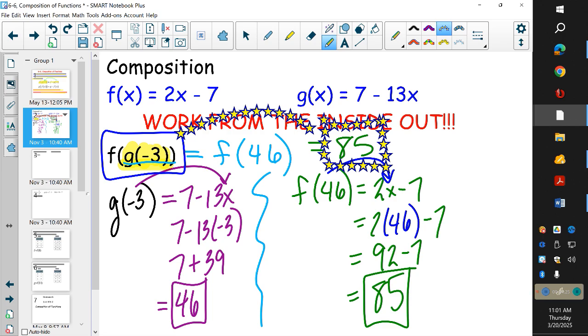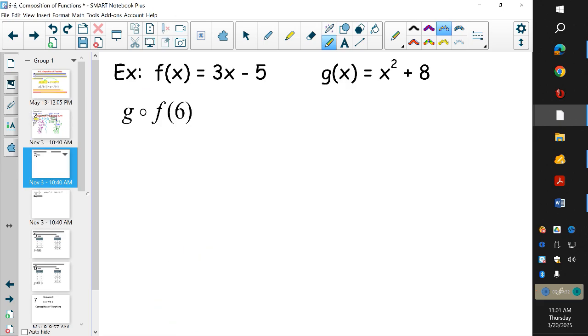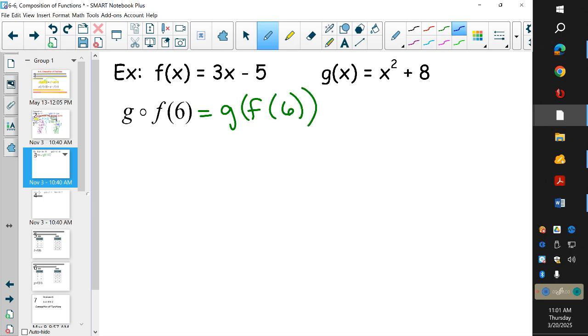You don't like my stars? My stars are beautiful. Don't be hating. We good? Okay, let's do it again. I give you 2 different functions, okay? F of x is 3x minus 5. G of x is x squared plus 8, okay? Now, this reads G of f of 6. Do we like this notation? No, I told you immediately to rewrite this with parentheses. Yes?